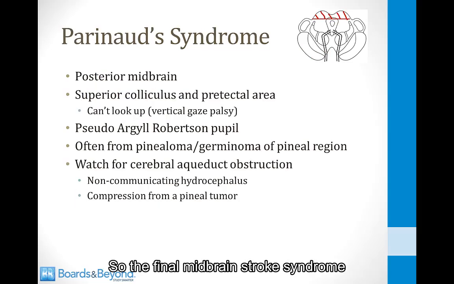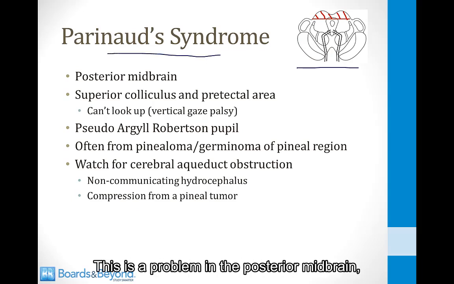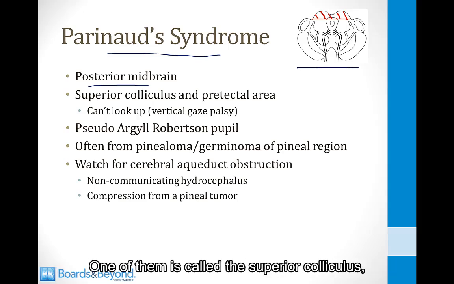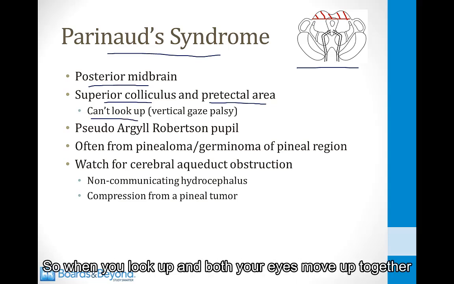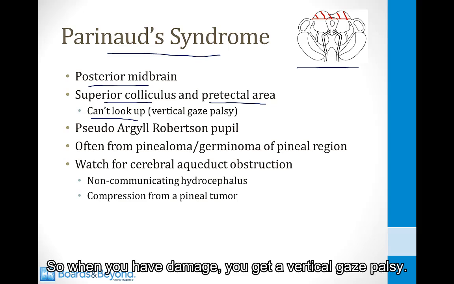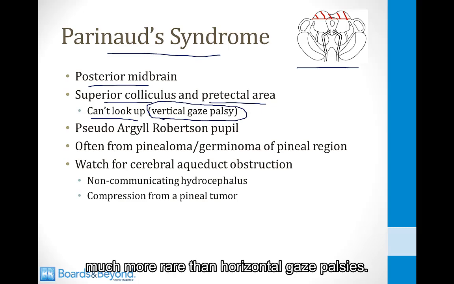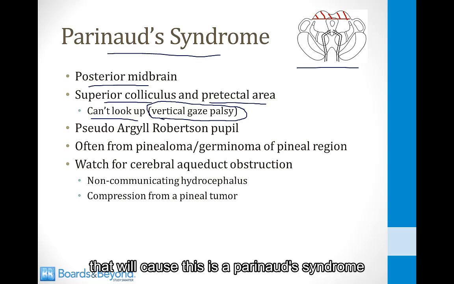And so the final midbrain stroke syndrome is called Parinaud syndrome, and I've drawn a picture up here on the right of where the lesion is. This is a problem in the posterior midbrain, and there are some very peculiar structures back here. One of them is called the superior colliculus, another is called the pretectal area, and all you need to know about these areas is that they coordinate upward gaze. So when you look up and both your eyes move up together at the same time, it's coordinated by this area. So when you have damage, you get a vertical gaze palsy. Vertical gaze palsies are very rare, much more rare than horizontal gaze palsies, and pretty much the only thing you're likely to see that will cause this is Parinaud syndrome in the posterior midbrain. The patient will be unable to look up.